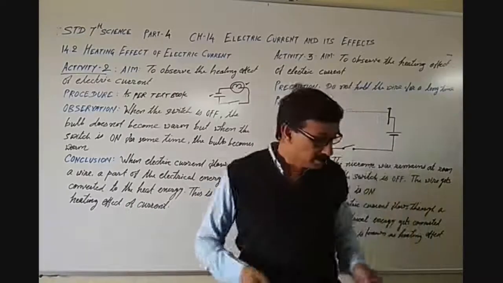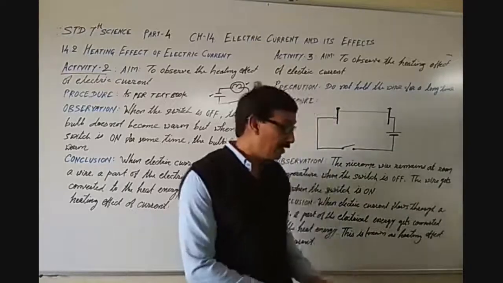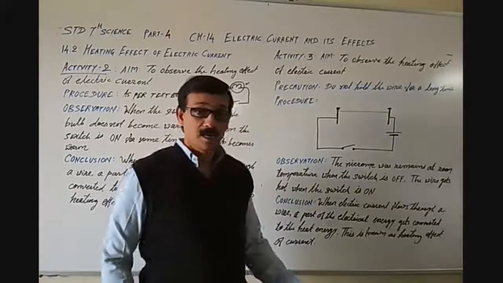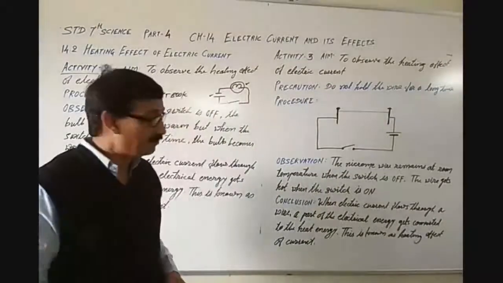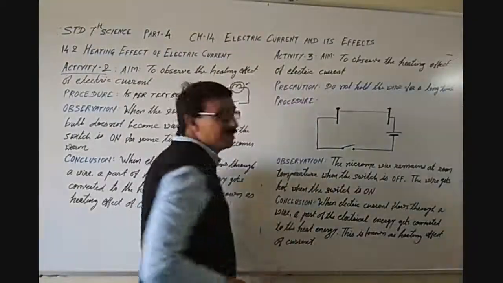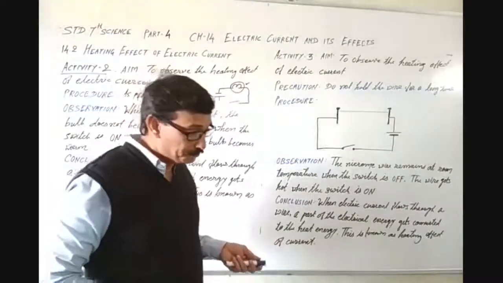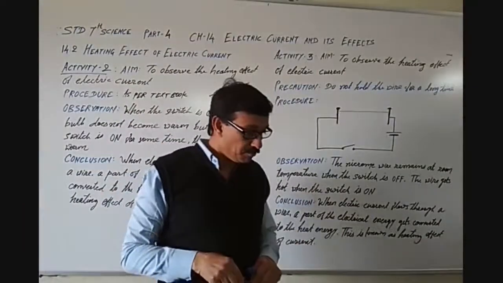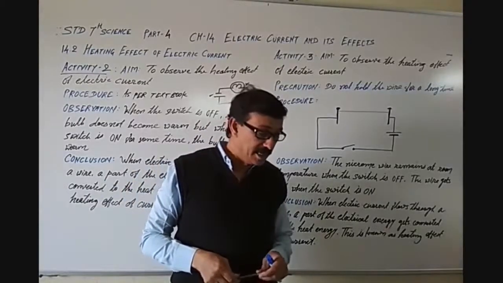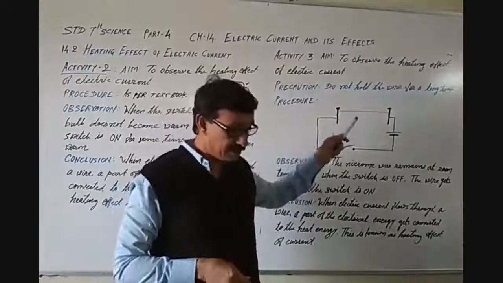Okay, and let's go further. We have to go for another activity. There is another activity, 14.3, or the third activity. And what is the aim of that activity? To observe the heating effect of electric current. For that, first of all, make a circuit as shown in figure 14.10. This type of circuit is there.